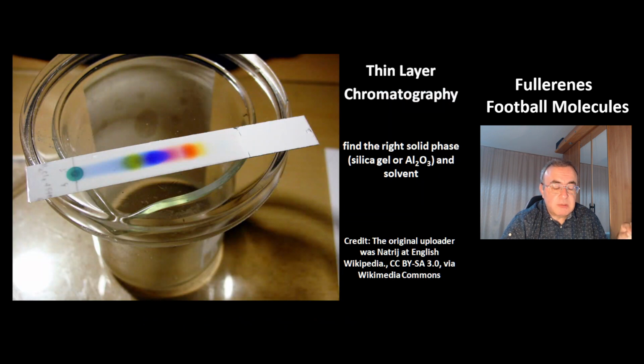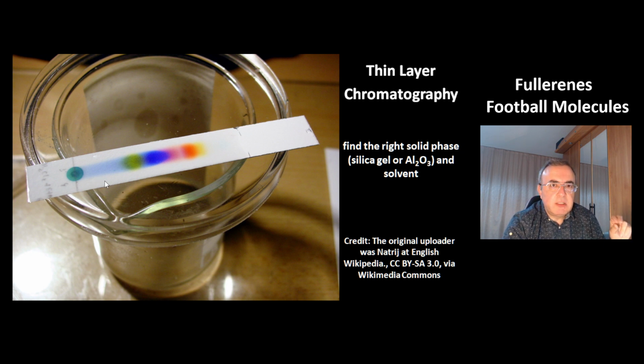This is a method you can use to test the optimum combination of the solid phase and the solvent. This is called thin layer chromatography. You take a special piece of paper which is coated with silica gel or aluminum oxide, and you can test different solvents. You fill the beaker up 1 centimeter with the solvent. It could be chloroform or ethanol or toluene or a mixture.